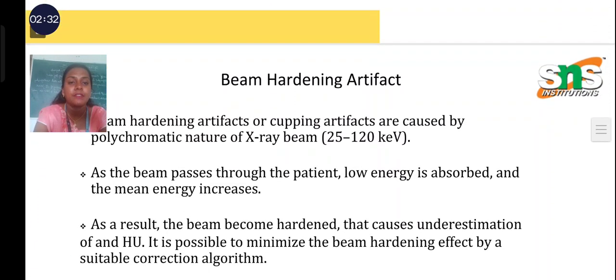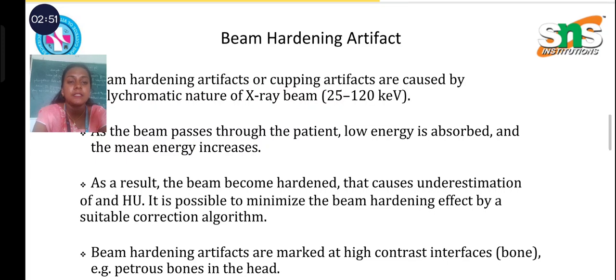Beam hardening artifact. Beam hardening artifacts, or cupping artifacts, are caused by the polychromatic nature of the X-ray beam. As the beam passes through the patient, low energy is absorbed and the mean energy increases. As a result, the beam becomes hardened, which causes underestimation of Hounsfield unit.